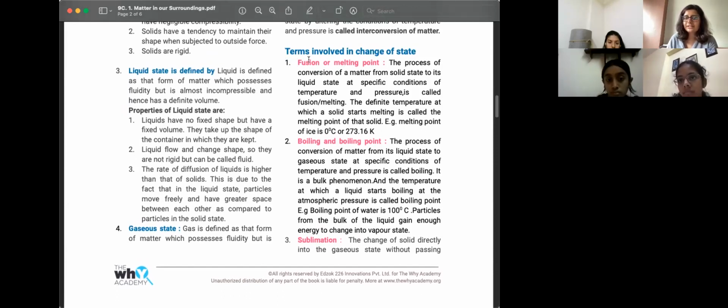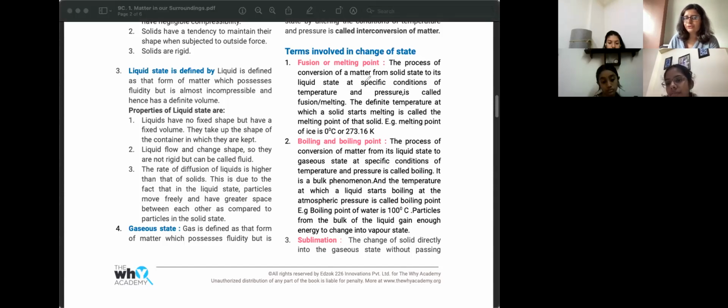The first is fusion point or melting point. Fusion पता है, it is the process of conversion from solid to liquid. This part is important, this would be new to you. So any random conversion, you can't define it as fusion. It is at specific conditions of temperature and pressure. Fusion is specific conditions of temperature and pressure.